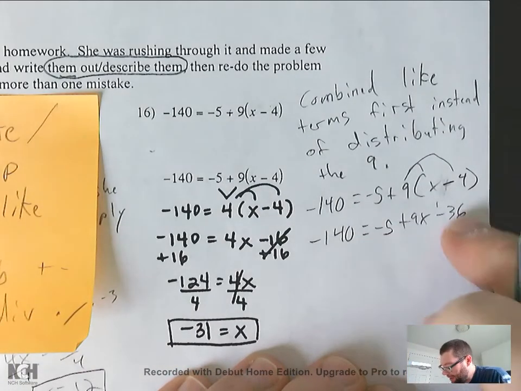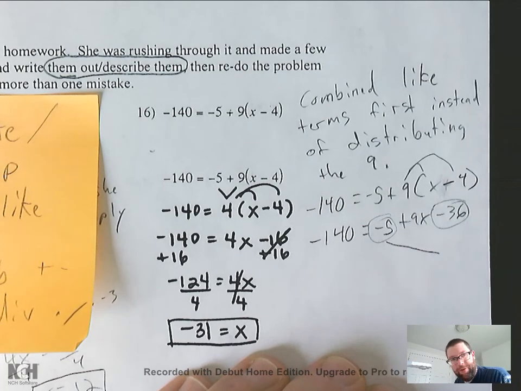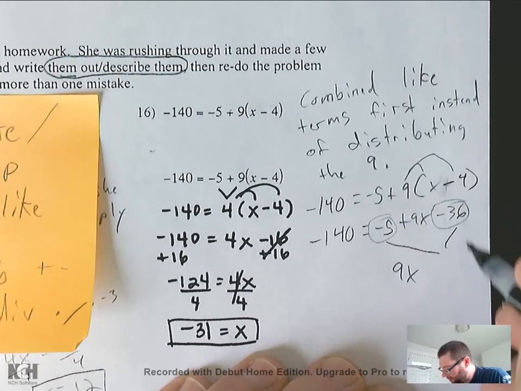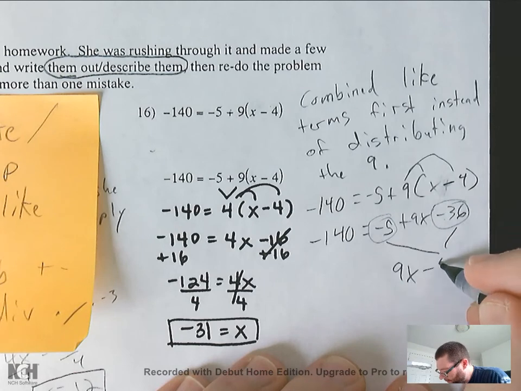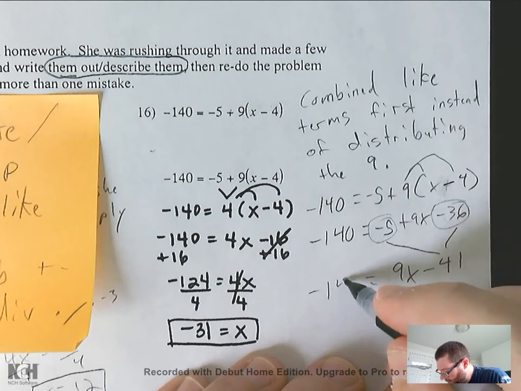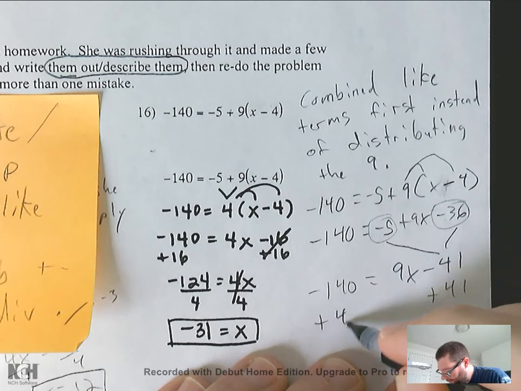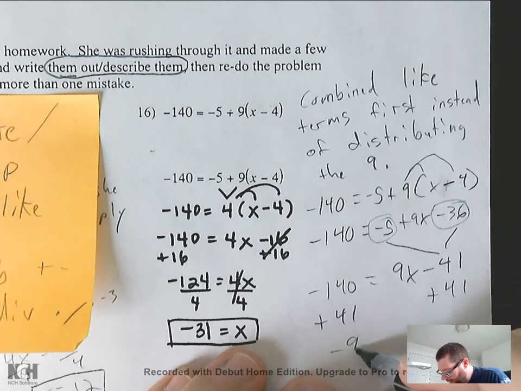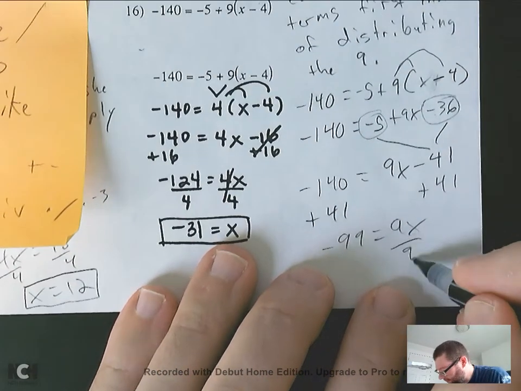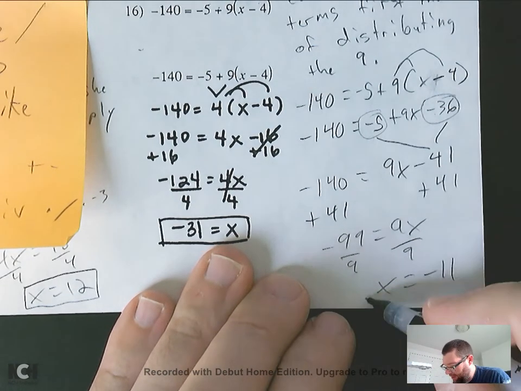So I've got negative 5 and negative 36. So again, when we combine them, we take the signs in front and just combine them. So I'd have 9x, and then negative 5 minus 36 is negative 41 equals negative 140. Then I would add 41, get rid of the add, subtract, right? Which would give me negative 99 is equal to 9x. And then I would divide by 9. And x is going to equal negative 11.